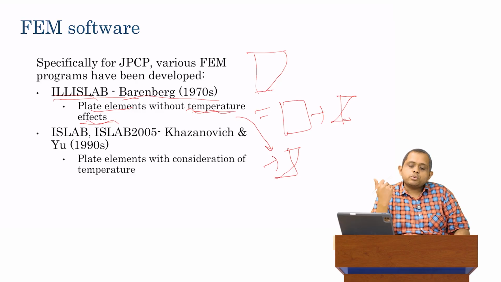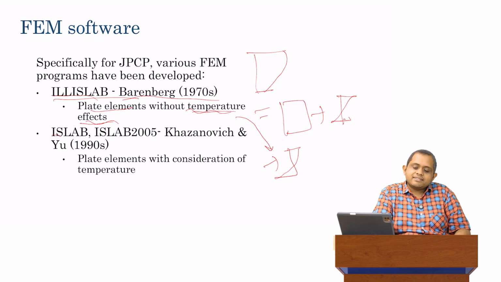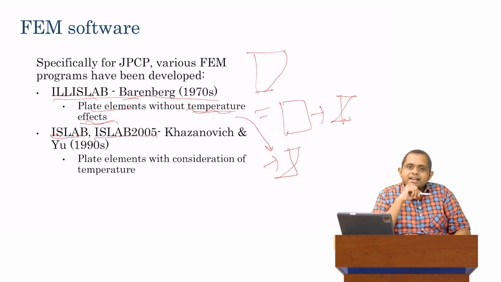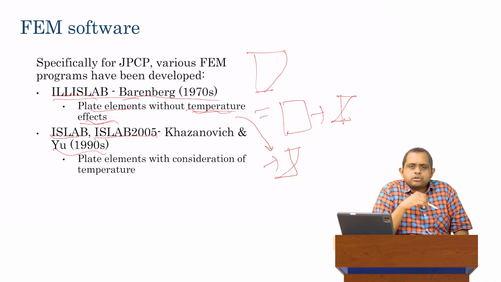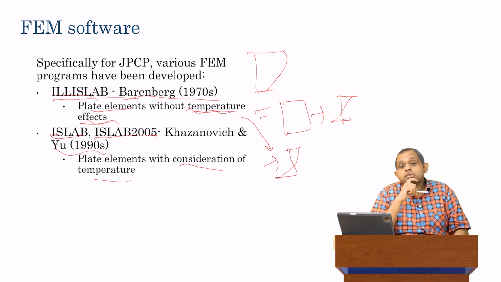And so a new program was written, initially called ISLAB and then an update later called ISLAB2005. This was written by Kazanowicz and you, at a company called ARA, and it was work that came out of the University of Illinois. This new program was still solving plate elements but now with consideration of temperature effects. And this was a major upgrade. To this day, ISLAB remains one of the most important tools in rigid pavement analysis.